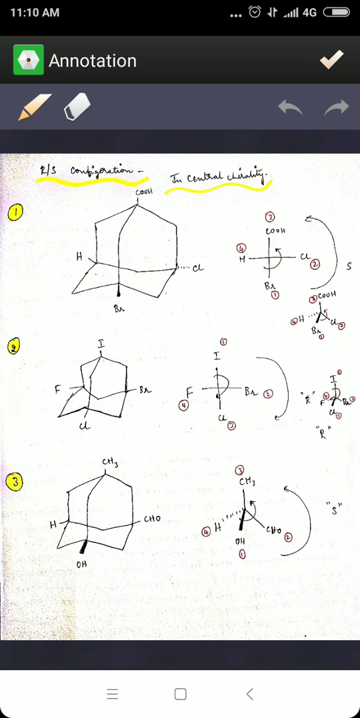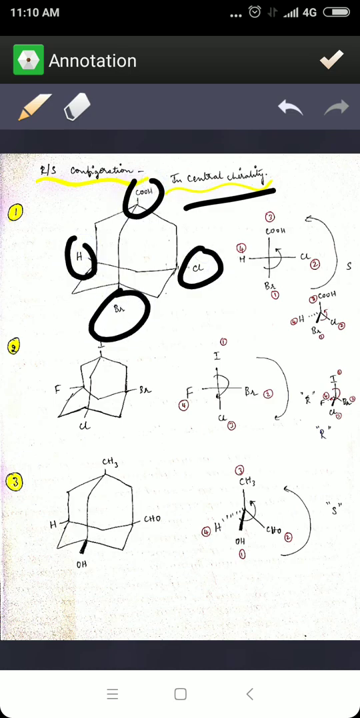First, let us study the RS configuration in central chirality. As I already told you, if there are four different substituent groups attached to the bridge carbons, that is, you have here acid, chloride, bromide and the hydrogen, and since you can see all the four substituents are completely different functional groups, this adamantane exhibits the chirality in it.